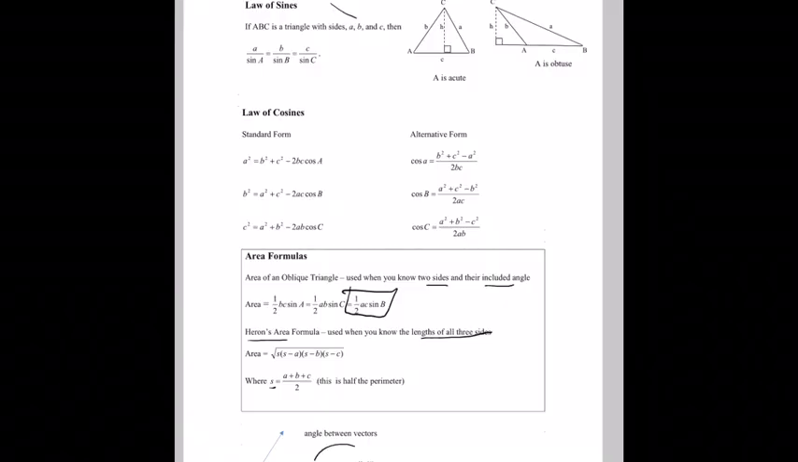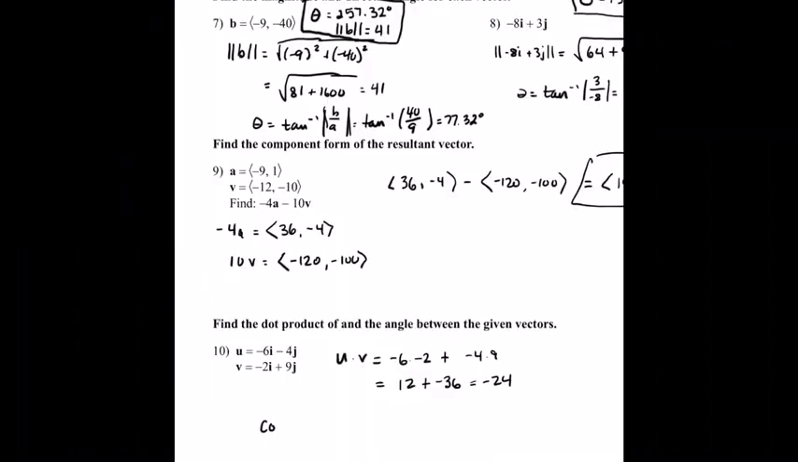Now the angle between two vectors was one of those formulas included on our formula sheet. The angle between two vectors is found using the cosine. The numerator is the dot product of the two vectors, which we've already found. Then the denominator is the product of the two individual magnitudes. So cosine of the angle in between the two vectors is going to be the dot product divided by the magnitude of u multiplied by the magnitude of v.